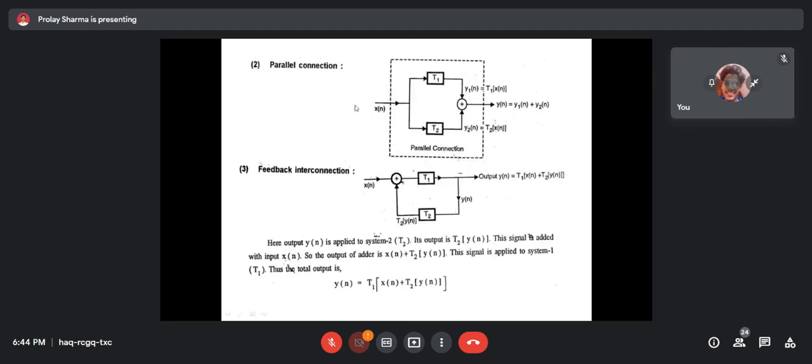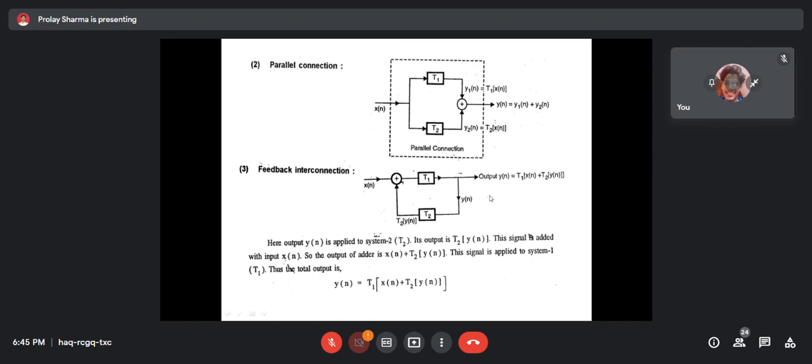Now in the parallel interconnection, first x(n) is coming, it is transformed to produce y1(n). It is also transformed by the second system to produce y2(n). These two signals get added, and after adding, the signal is y(n) = y1(n) + y2(n).